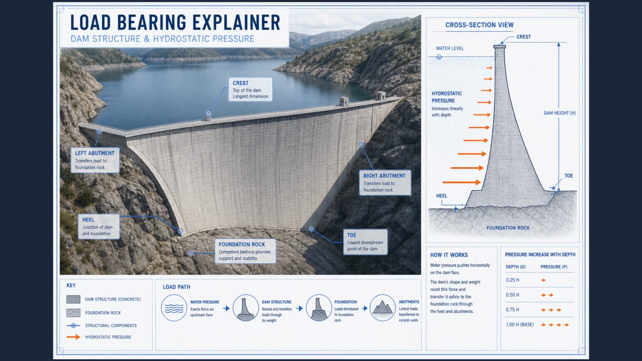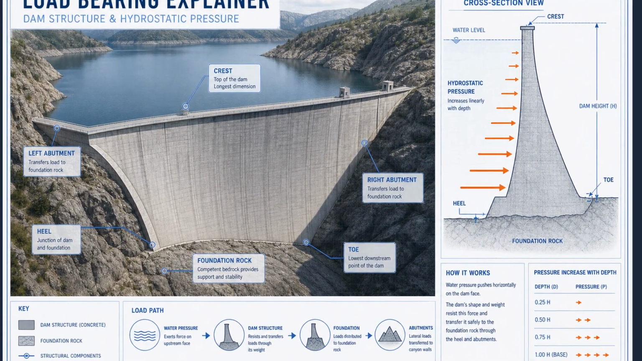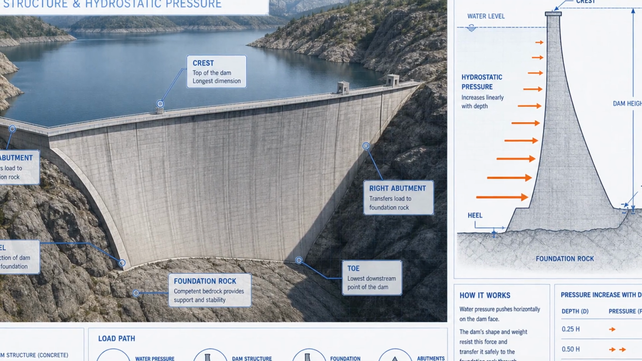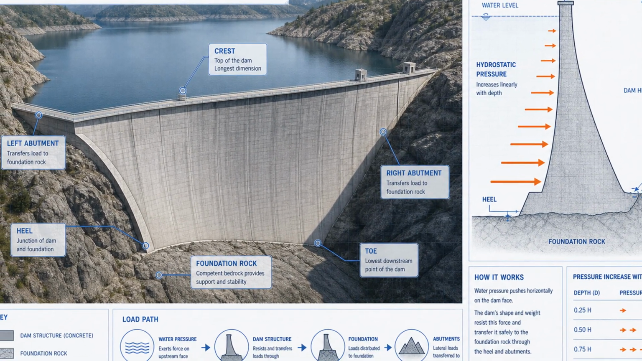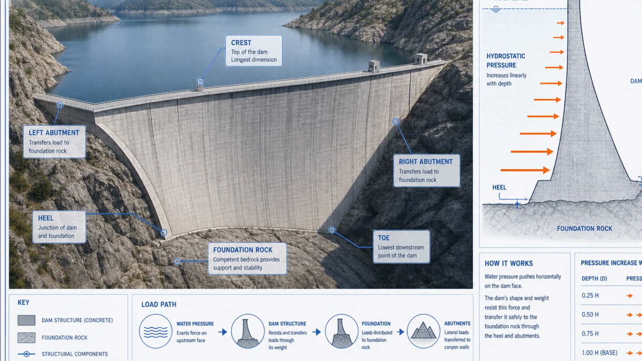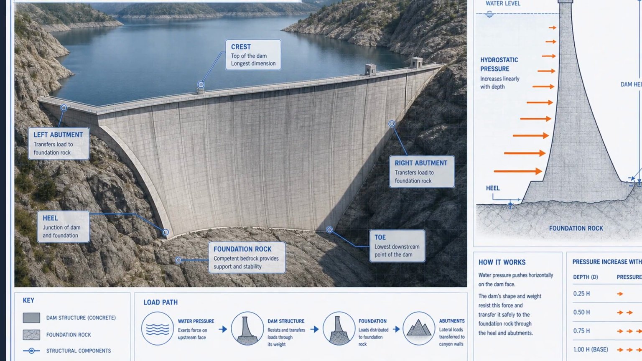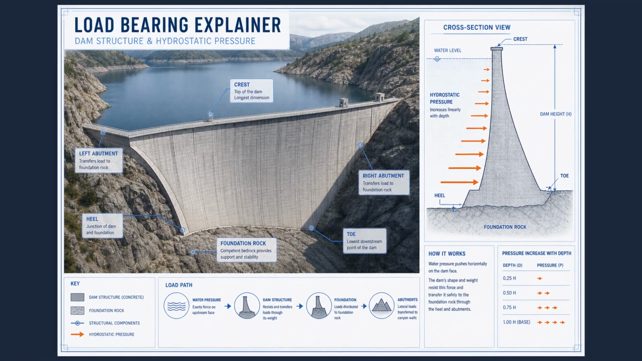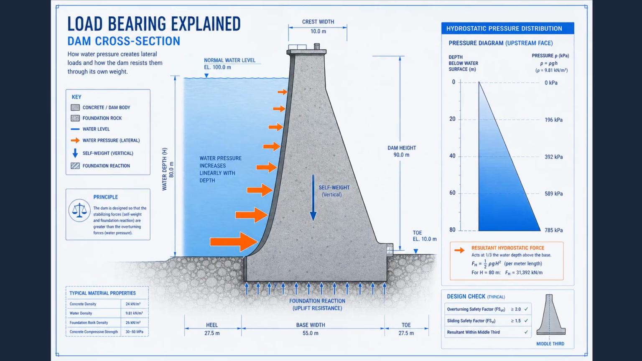A major dam stands between a reservoir and a valley, holding back water masses measured in billions of tons. It looks like a wall, but structurally it is a force-routing machine that transforms water pressure into controlled compression and ground reaction. Water pressure grows with depth.